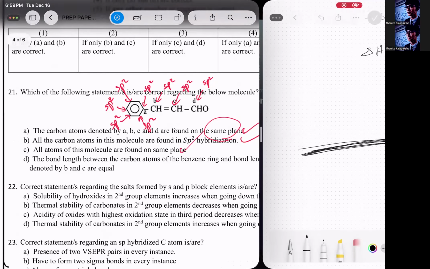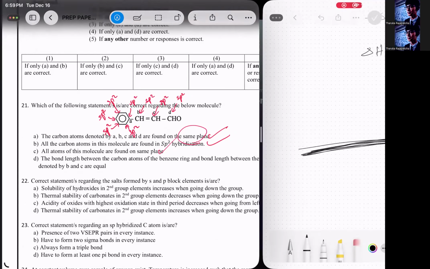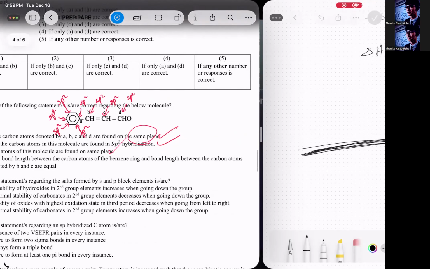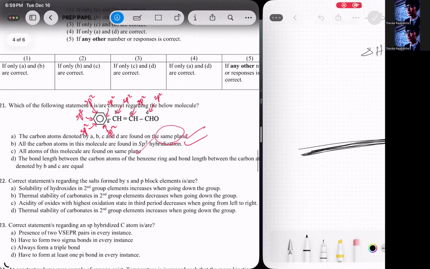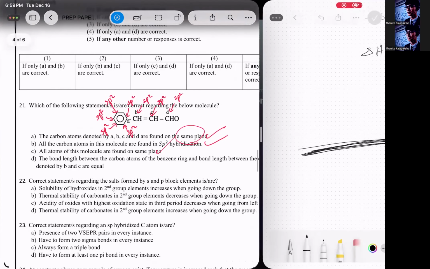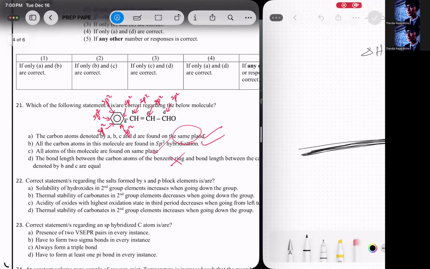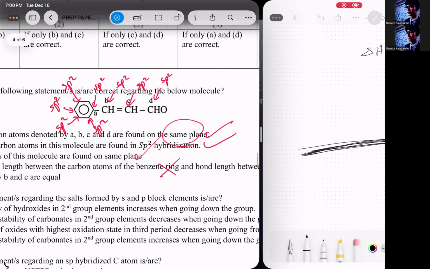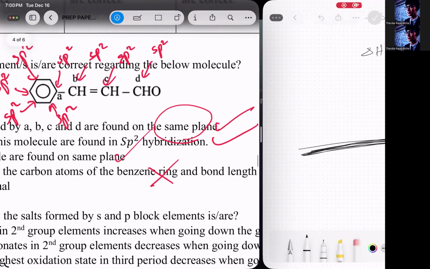Let's look at the D statement. The bond length between carbon atoms of the benzene ring and the bond length between carbon atoms denoted by B and C are equal. No, that's wrong. Benzene undergoes resonance, so the bond order will be 1.5 for it. How is the bond order of benzene 1.5? I'll tell that in detail.